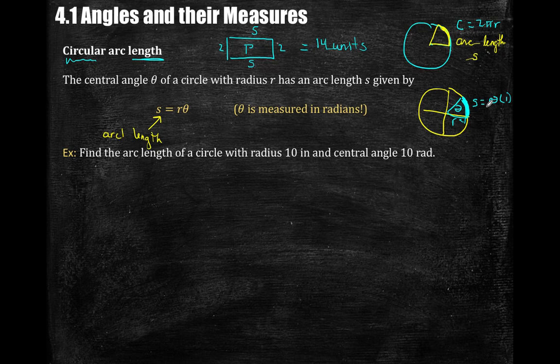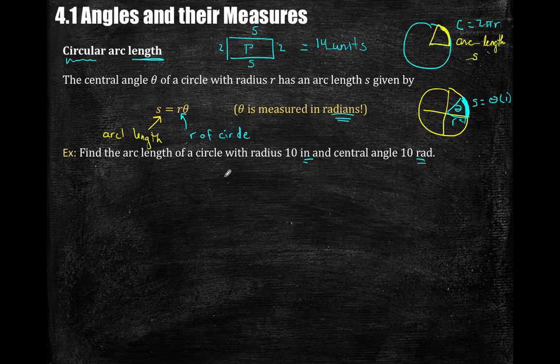So if you aren't on a unit circle, you just have to multiply by the radius of your circle. You do, though, have to be in radians. So to find the arc length of a circle with radius 10, notice units, inches, and a central angle of 10 radians, well, that's no big thing, right?